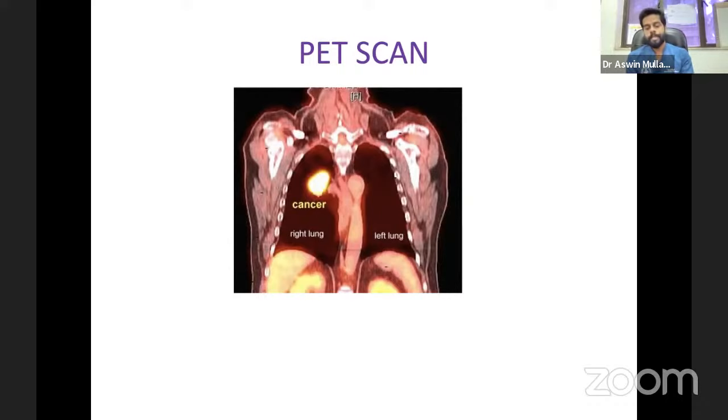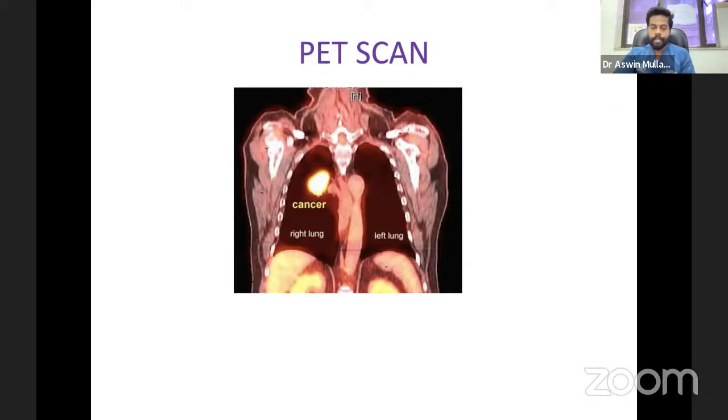Mostly it is reserved for the unknown primary setting, the distant metastatic workup setting, and the recurrent setting in head and neck cancer. In head and neck cancer, it is mostly used for carcinoma of unknown primary. After imaging and panendoscopy, if you are not able to find the primary disease, you can go for PET. Then in case of previously treated head and neck cancer, where the patient now presents with a local recurrence, you have to know whether there is any distant spread or not. In that case also, you can use the PET scan.